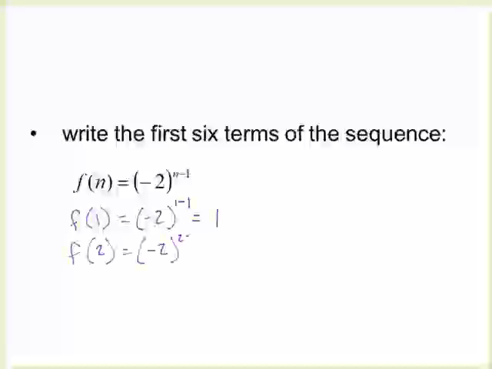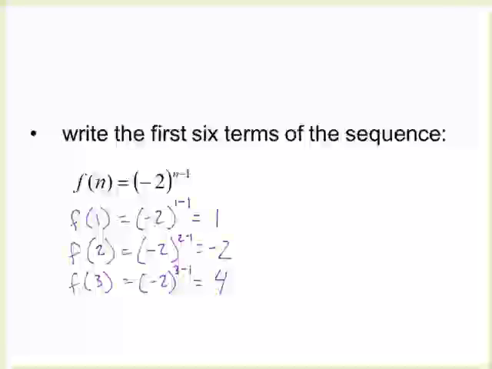Then we plug in a 2. We get an exponent of 1. So it gives negative 2. Plug in a 3. 3 minus 1 is 2. Negative 2 squared is positive 4. And after 3 terms, if you believe you see a pattern, it is safe to continue it.